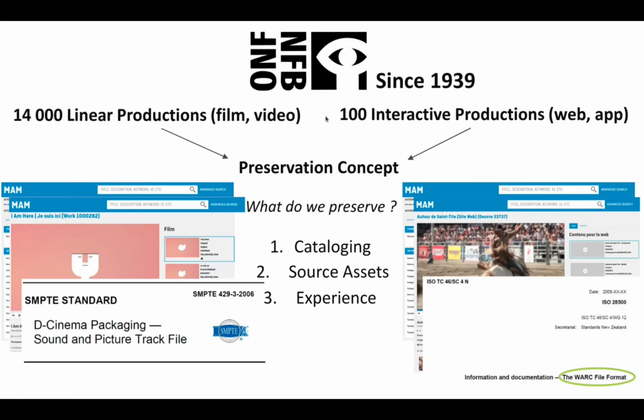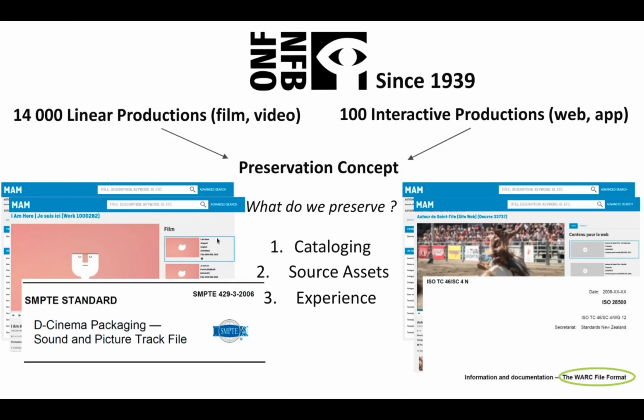For our video and for our website, we try to have a preservation concept. For interactive production, what do we preserve? The cataloging, so the description, the screen capture, the credit, the source asset, original video, source code, and the experience.